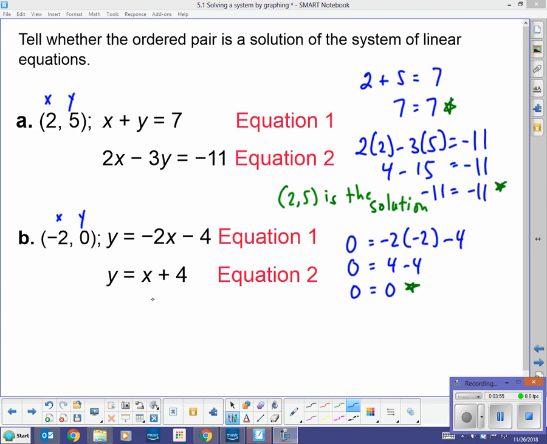And let's check negative 2 and 0 on the second equation here. So 0, that's my y, equals x, which is negative 2, plus 4. So, excuse me, negative 2 plus 4 would be positive 2, and this is not true, so we don't like that. So since negative 2, 0 does not work for both of them, it is not the solution. It's only a solution for the first one, but not the second one. So negative 2, 0 is not the solution.